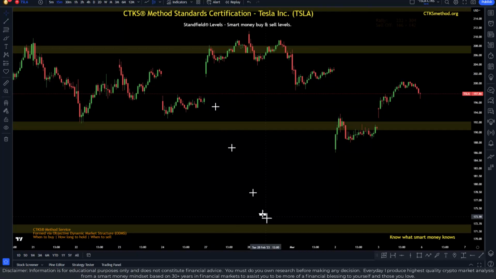But what we've seen here, we've got a lot of fresh air down here, and we've had a tremendous amount of consolidation in Tesla between this smart money buy level and this smart money sell level. So if we don't get above the 207 level, Tesla could see negative price momentum. But to answer that question, we can't just look at Tesla. We have to stack probabilities. How do we do that? Glad you asked. I'll show you.